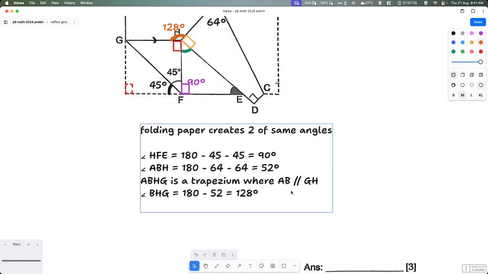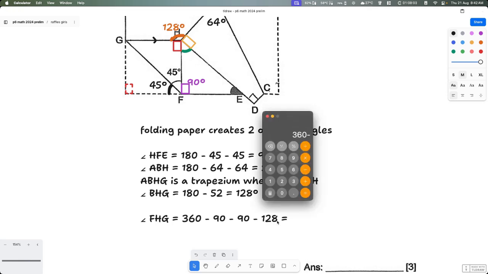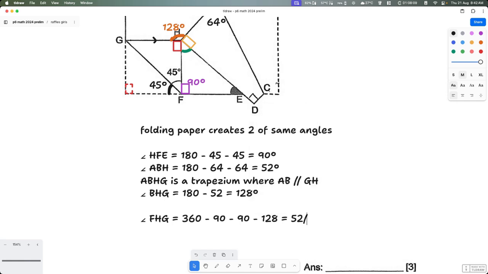Now lastly, we can get the green angle, which is angle FHG, which is equal to 360 minus 90 minus 90 minus 128. In this case, just 180 minus 128. Okay, so let's do that. 360 minus 90 minus 90 minus 128, 52 degrees. So this green color is 52 degrees, like this, right?